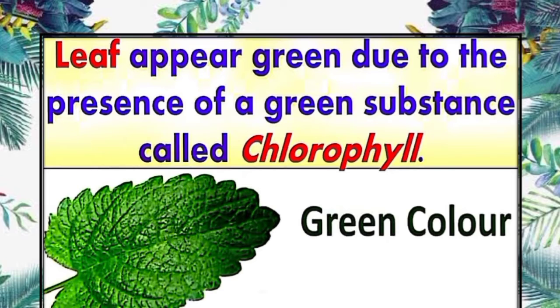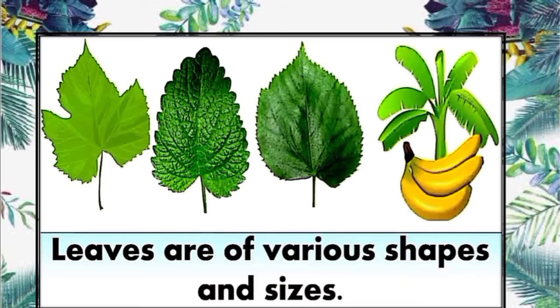You can see in this picture that chlorophyll is a very small substance present in these leaves, and that is why most plants on the earth are green in color. So always remember, plants appear green due to the presence of a substance called chlorophyll. There are different types of leaves. Plants can be identified by looking at their leaves. Leaves of some trees are shown alongside.